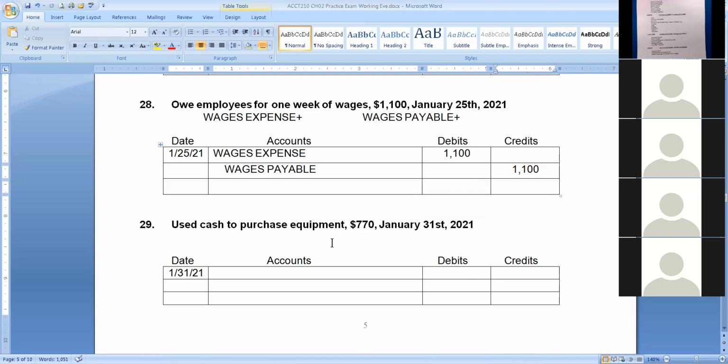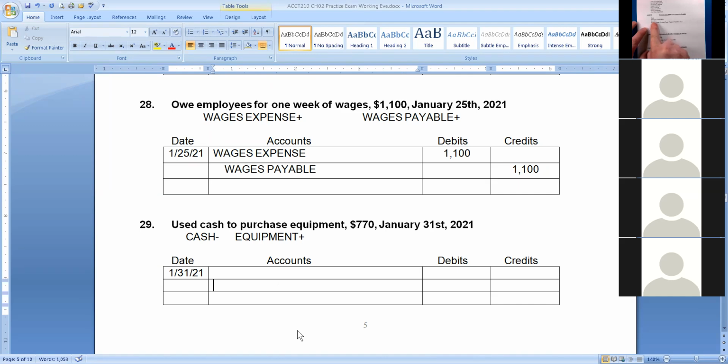All right, use cash to purchase equipment. Cash and equipment. Yep. Cash going up or down? Down. Equipment going up. Up. What's the journal entry? Cash is a credit, equipment is a debit. So cash is going down.